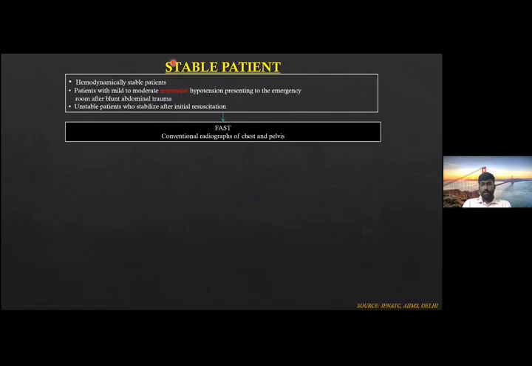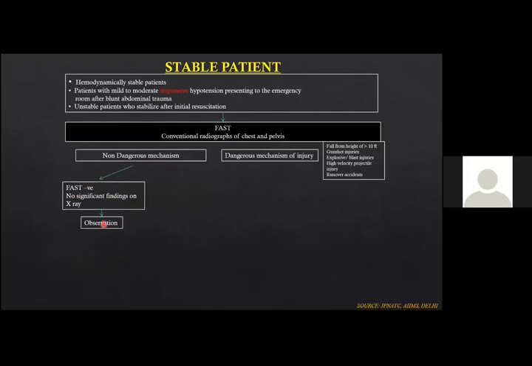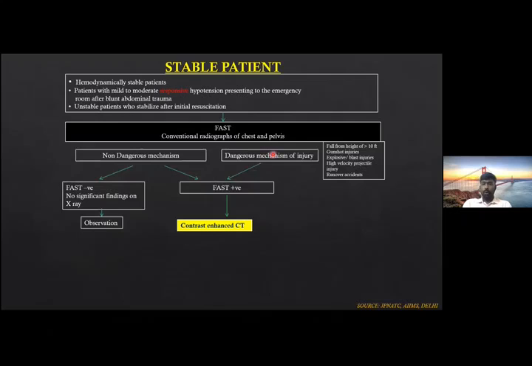When it comes to hemodynamically stable patients, a FAST is done, and then review of the mechanism of injury is done. Let's say there is a non-dangerous mechanism and the patient is FAST negative, and there are no significant findings on X-ray, and non-operative management and observation is the norm. However, whenever there is a dangerous mechanism of injury or when there is FAST positive, we go ahead with a contrast enhanced CT. And here we will prefer a dual phase CT.